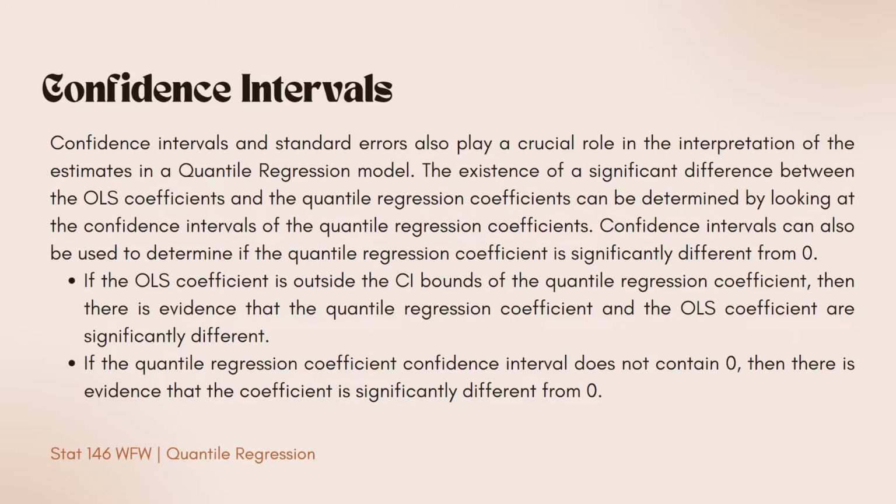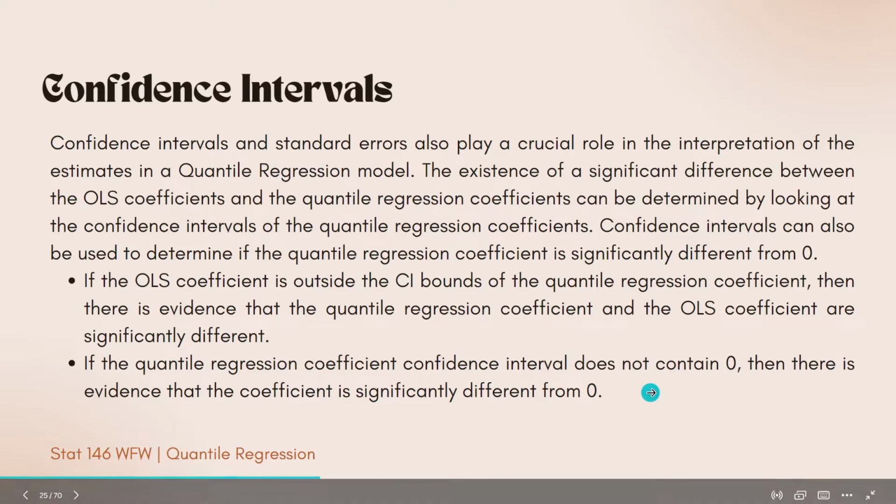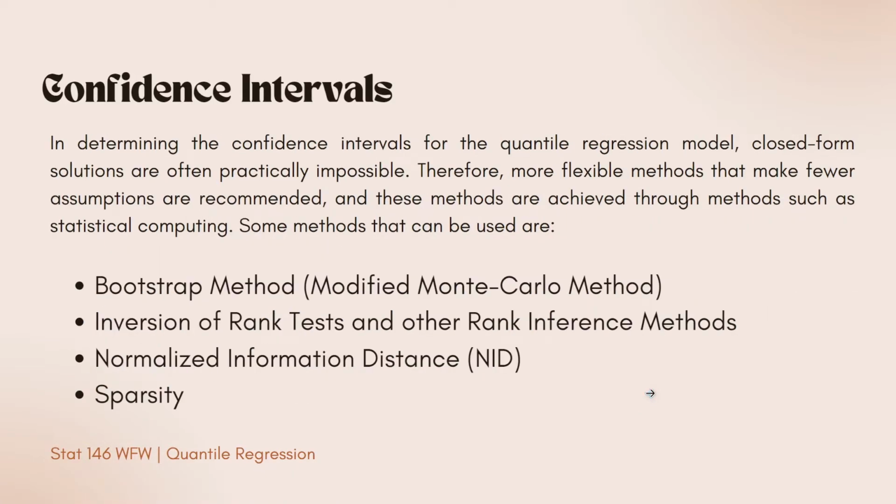So to determine this, check natin kung yung OLS coefficient is inside ba or outside yung confidence interval bounds ng quantile regression coefficient. So if the OLS coefficient is outside the CI bounds of the quantile regression coefficient, then there is evidence that the quantile regression coefficient and the OLS coefficient are significantly different. The same way, if the quantile regression coefficient confidence interval does not contain 0, then there is evidence that the coefficient is significantly different from 0.